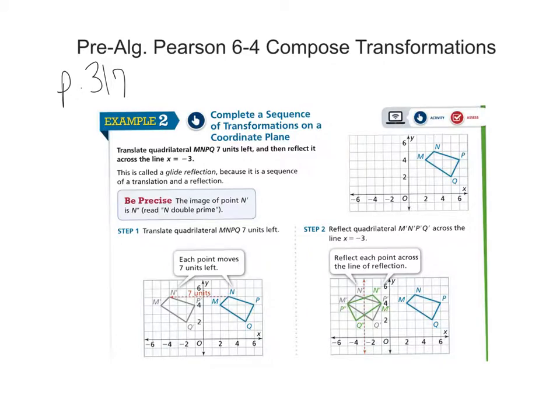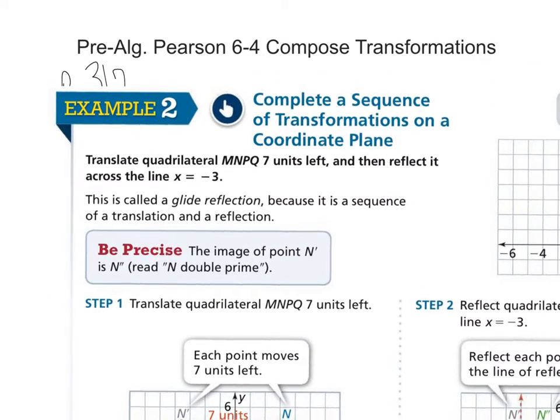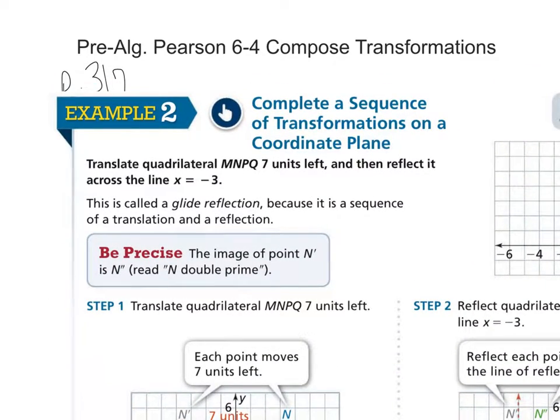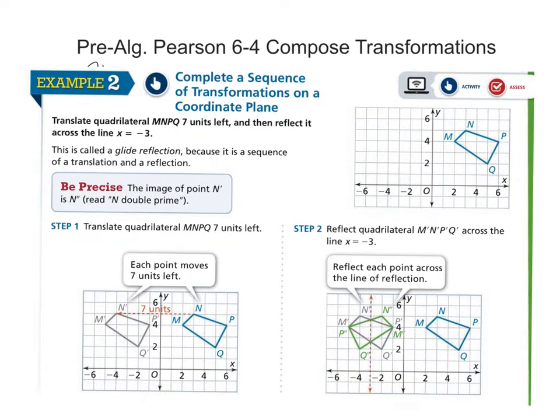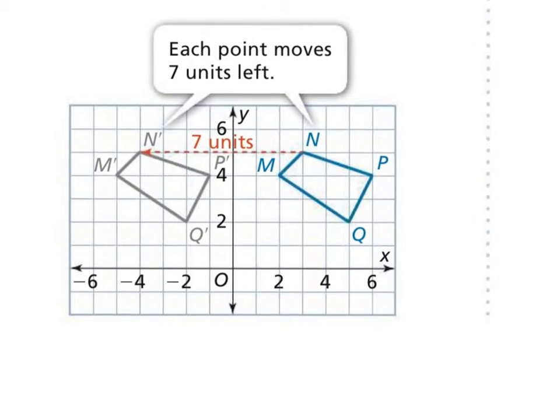and we're going to do all of those things. So on example 2, they want us to translate the quadrilateral 7 units to the left and then reflect it across the line x equals -3. Like the book says, this is a glide reflection. We're not going to have a test question about this is a glide reflection, what it's called. But so first thing is we go 7 to the left.